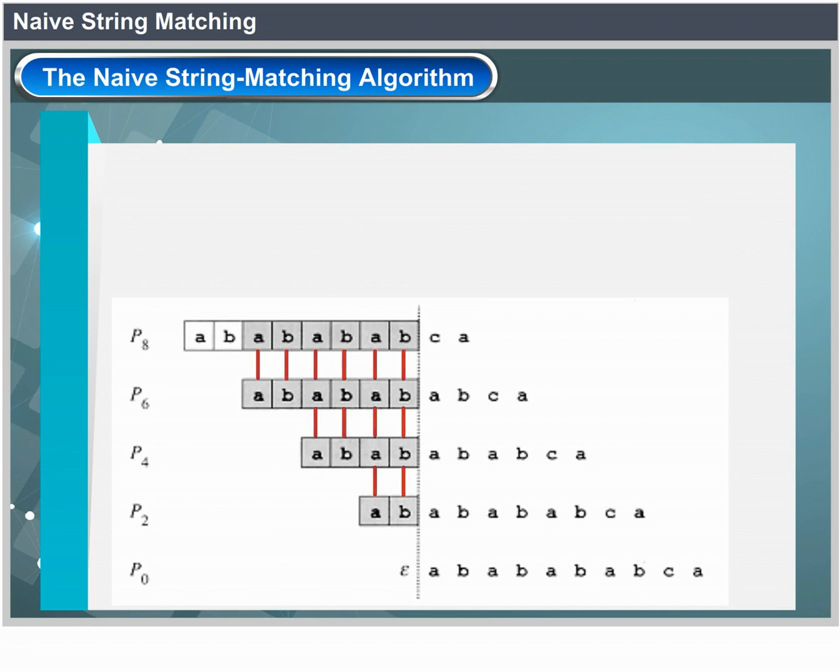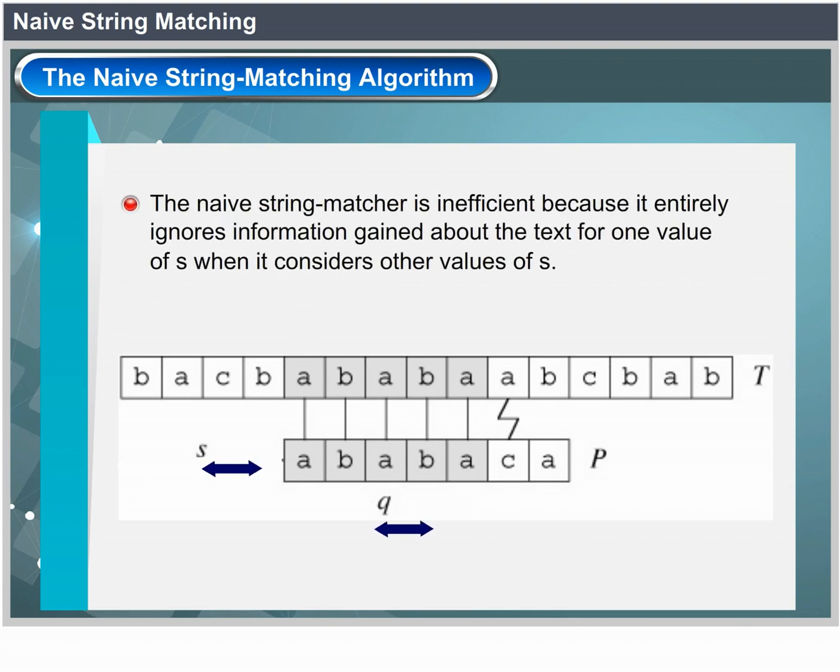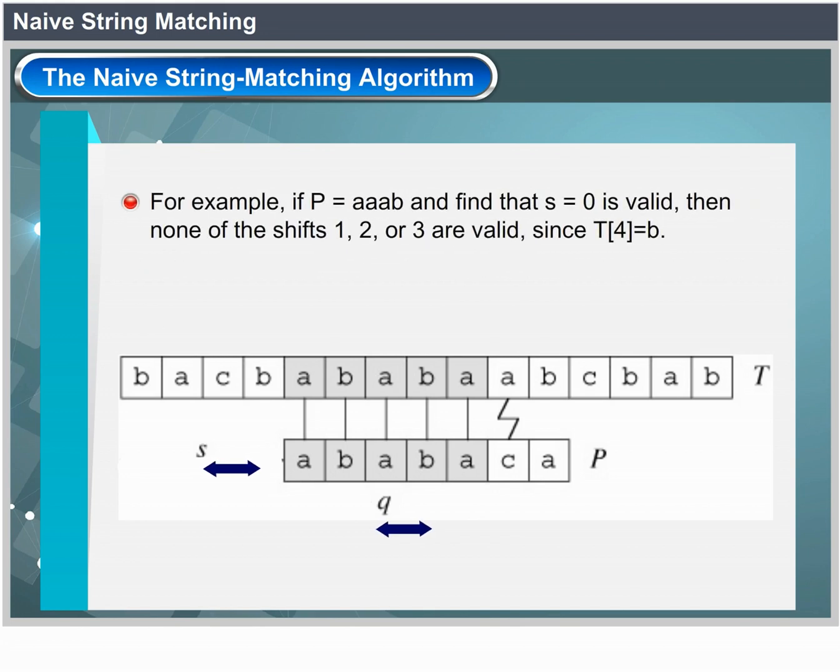The naive string matcher is not an optimal procedure for this problem. The Knuth-Morris-Pratt algorithm is much better in the worst case. The naive string matcher is inefficient because it entirely ignores information gained about the text for one value of s when it considers other values of s. For example, if P equals AAAB and we find that s equals 0 is valid, then none of the shifts 1, 2 or 3 are valid since T[4] equals B.